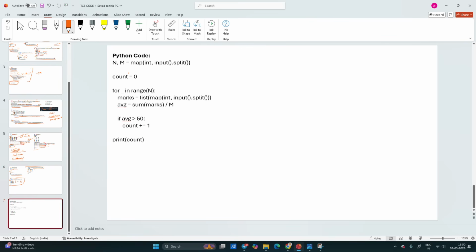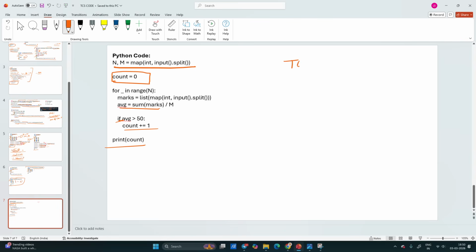So this is the Python code related to that. N and m are taken using map. Count we are setting to 0. We are running a for loop in which we are checking the particular marks. Then average is sum of marks divided by subjects. If average is greater than 50, we increase the count, and finally just print the count.